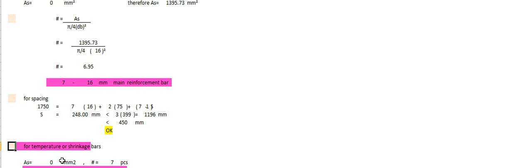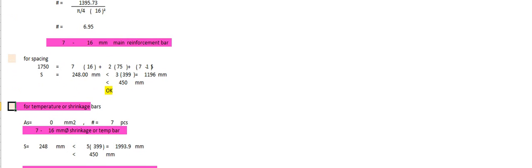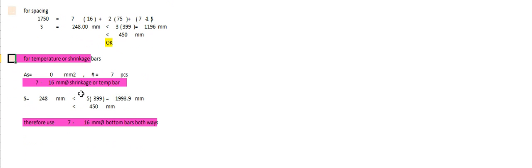For temperature or shrinkage bars, same as the number of main reinforcement above, so 7 numbers of 16 mm shrinkage or temperature bars. The spacing is 248, therefore use 7 numbers of 16 mm bottom bars both ways.